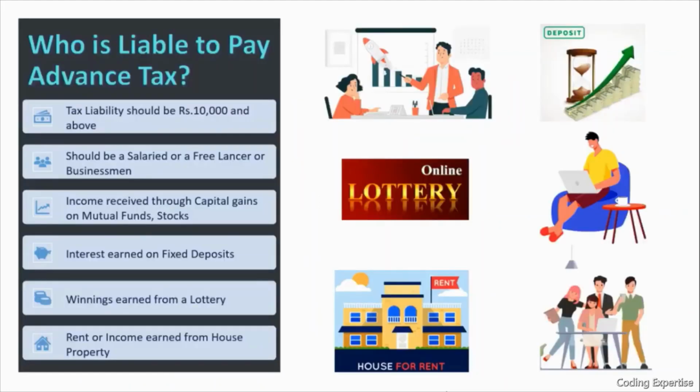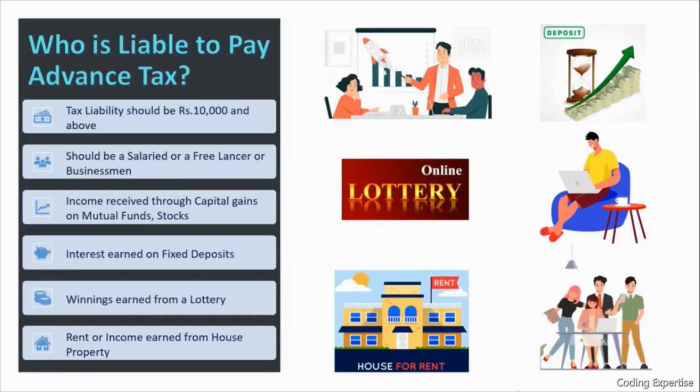Now the next question is, who is liable to pay advance tax? First of all, let's understand what is tax liability. It's the total amount of tax that we are liable to pay to the government. I'll tell you the simple formula to calculate the tax liability. That is total gross income minus deductions. It is nothing but the sum of all your earnings minus all your deductions. So using this formula, we'll know the taxable income.